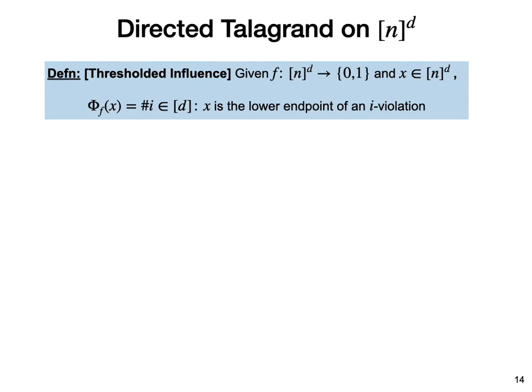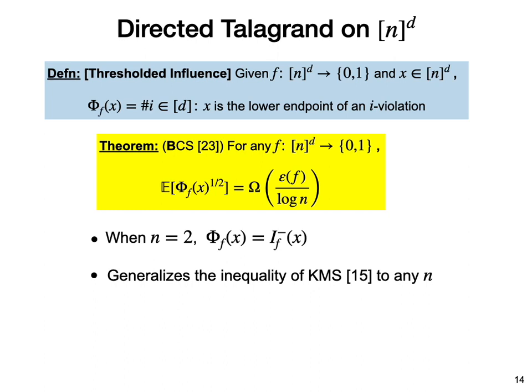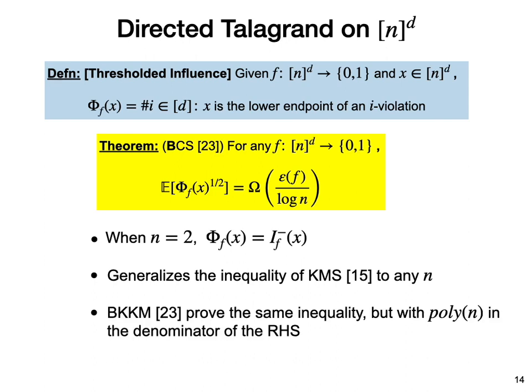Using this notion of influence, we're able to prove the following inequality, which says that the expected square root of the thresholded influence is always at least Omega of the distance to monotonicity divided by log n. Importantly, when n equals 2, the thresholded influence coincides with the negative influence, and so this generalizes the inequality that Khot, Minzer, and Safra proved to any value of n. And in the parallel work from ITCS this year, Braverman, Khot, Kindler, and Minzer proved the same inequality using the same notion of thresholded influence, but with a loss of poly n in the denominator on the right-hand side instead of log n.